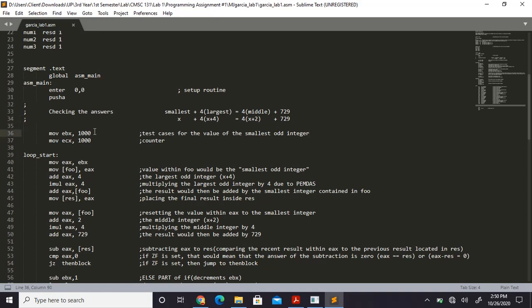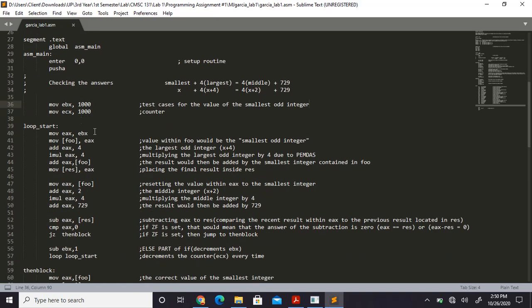I made a loop using the EBX and ECX registers. So they would start from 1,000. ECX would be the counter register, whereas EBX is the current value, or the current test case for the smallest integer. I would place it in EBX, passing the counter to ECX.